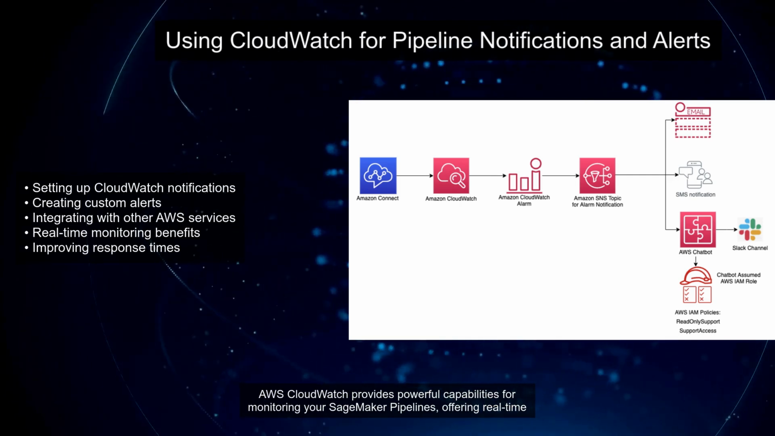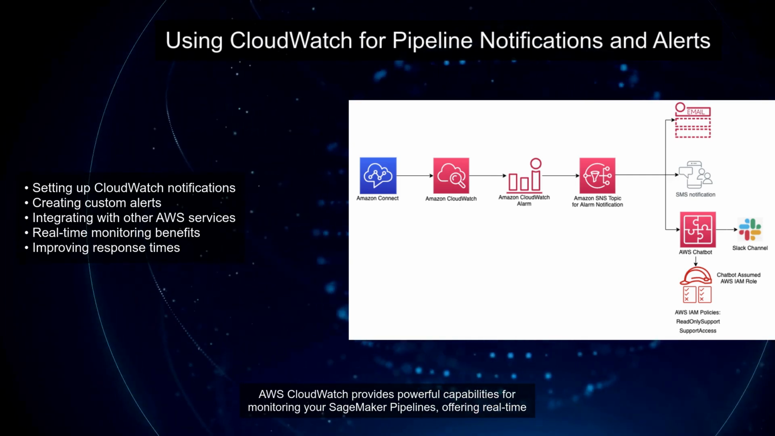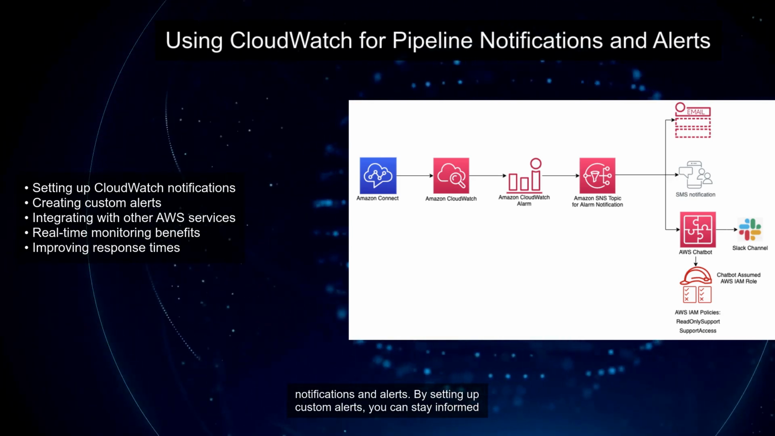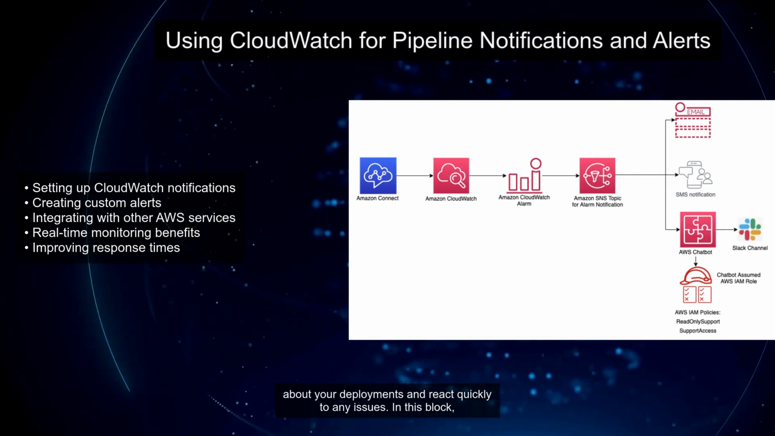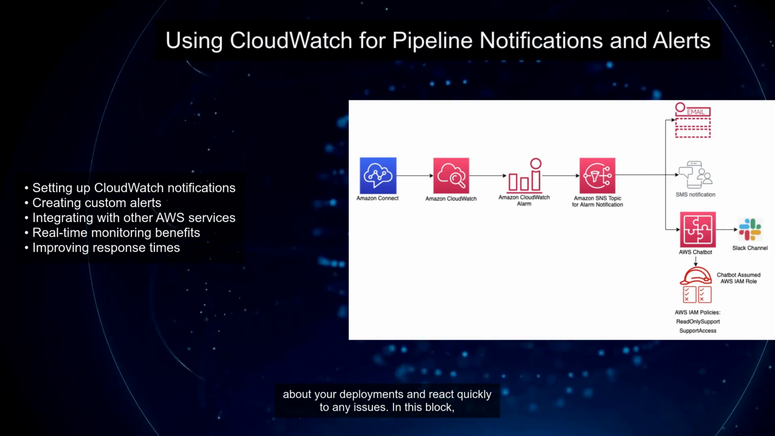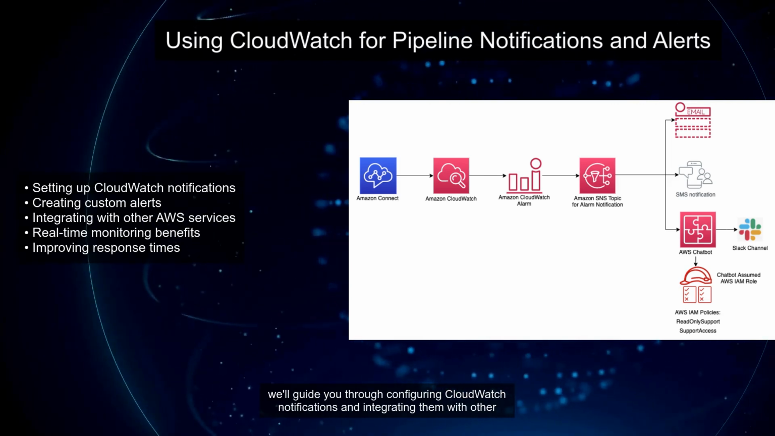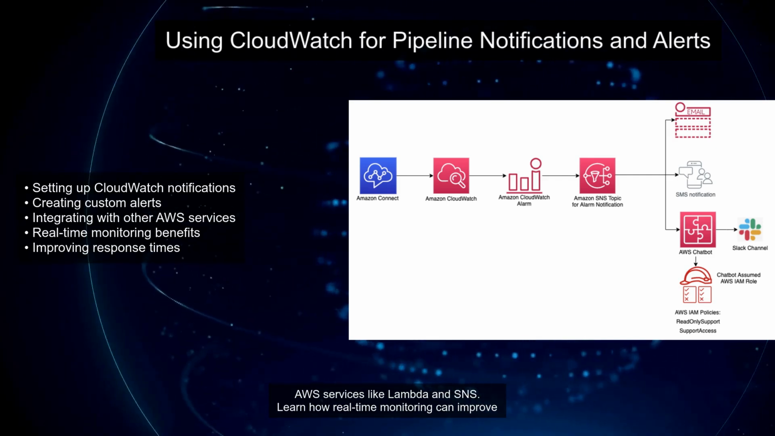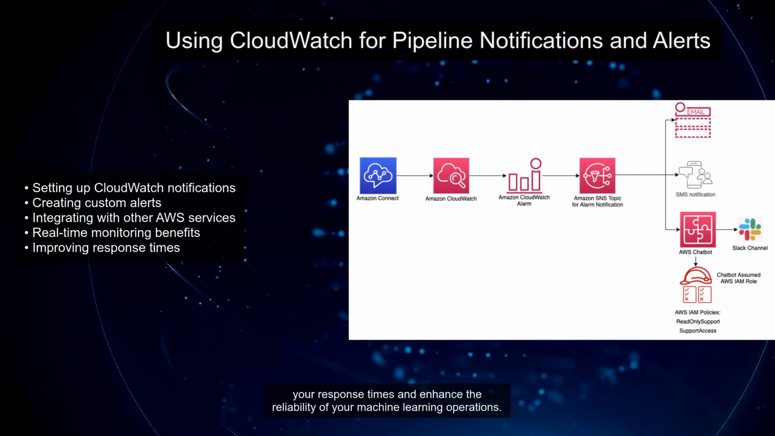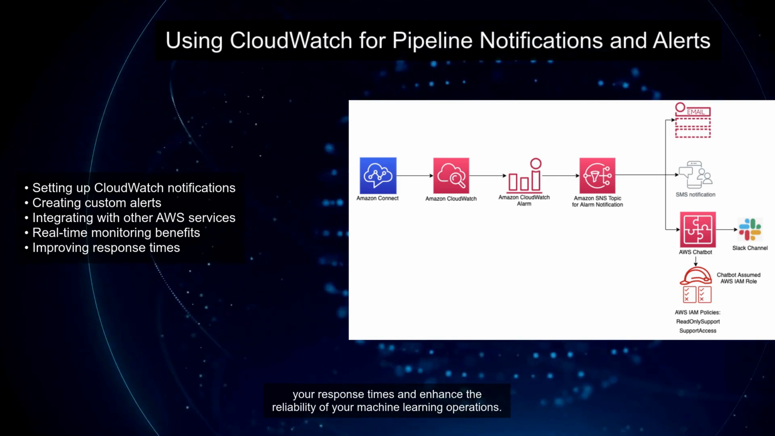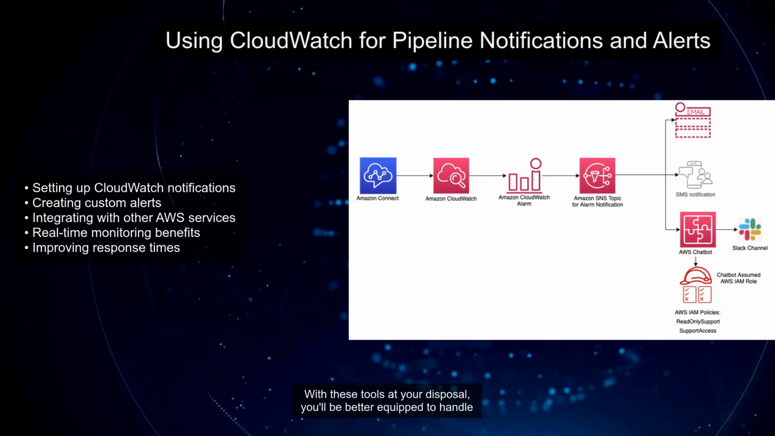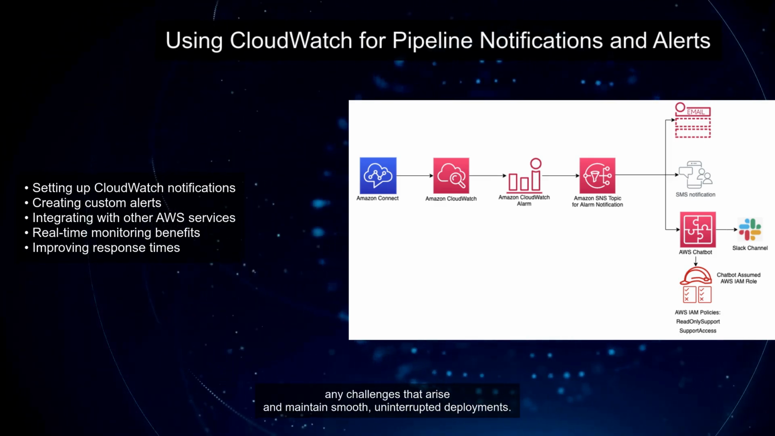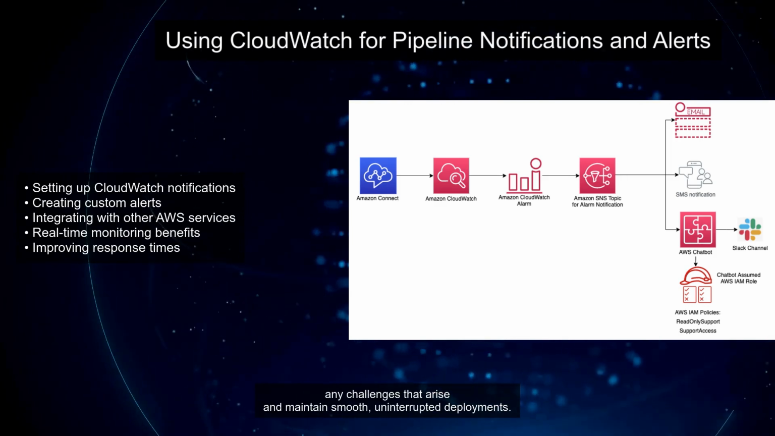AWS CloudWatch provides powerful capabilities for monitoring your SageMaker pipelines, offering real-time notifications and alerts. By setting up custom alerts, you can stay informed about your deployments and react quickly to any issues. In this block, we'll guide you through configuring CloudWatch notifications and integrating them with other AWS services like Lambda and SNS. Learn how real-time monitoring can improve your response times and enhance the reliability of your machine learning operations. With these tools at your disposal, you'll be better equipped to handle any challenges that arise and maintain smooth, uninterrupted deployments.